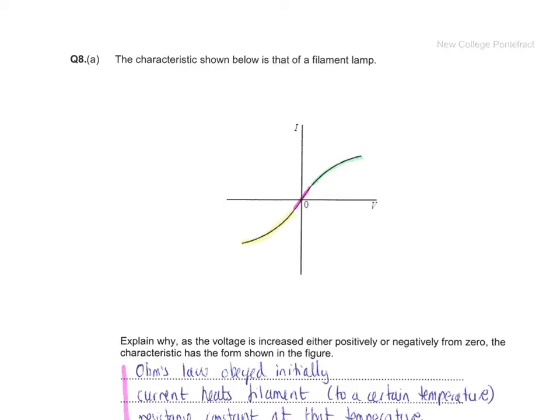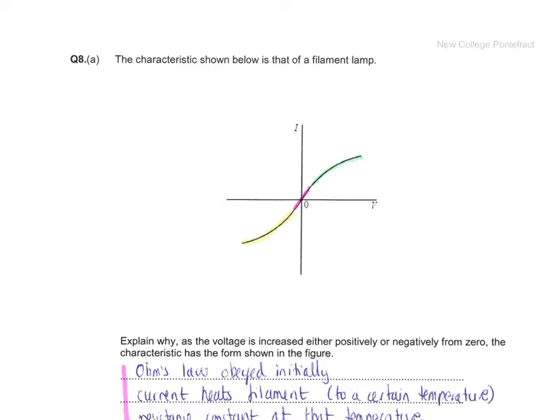This is the Electricity Homework Booklet, question 8. You are shown the characteristic graph for a filament lamp. When you're given these graphs, always begin by checking the axes to make sure you are interpreting them correctly.